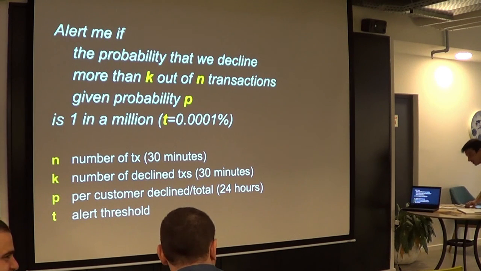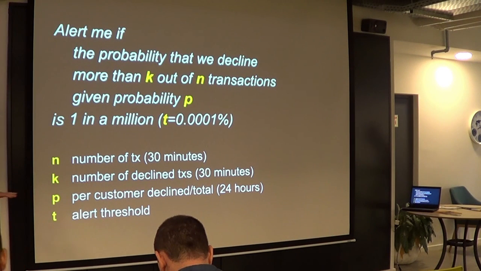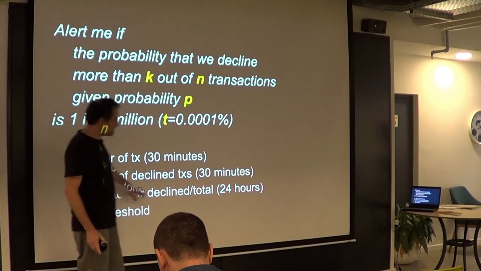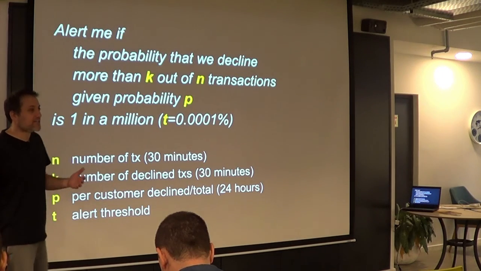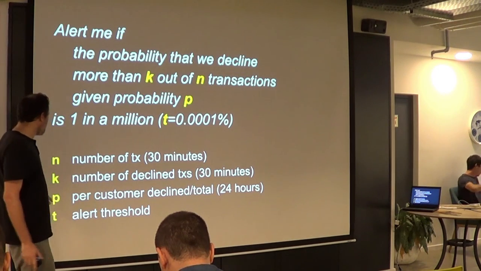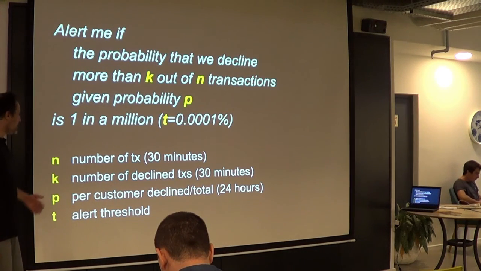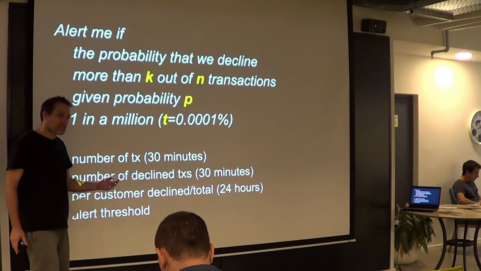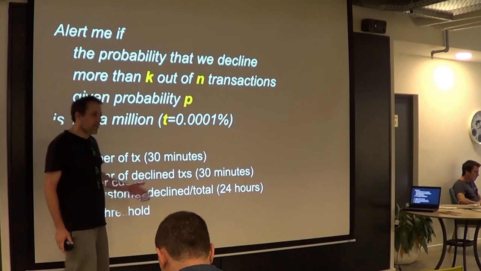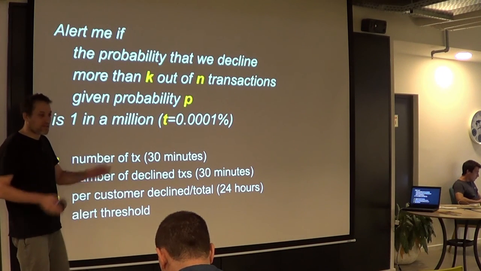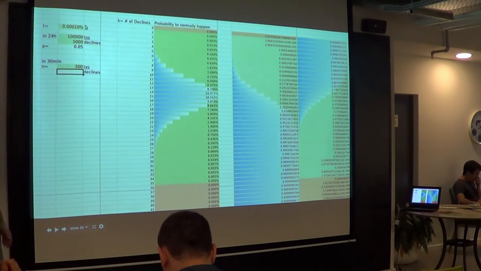Okay, so basically, back to the math. Here we can perform two Elasticsearch queries. Give me the number of transactions in the past 24 hours. Give me the number of declined transactions. Divide those. And this is our probability for a declined transaction. Then, give me the number of transactions in the past 30 minutes. Give me the number of declined transactions, sorry, in the past 30 minutes. And then put that into some kind of binomial distribution. And this is the Excel chart that helps us understand how it works.